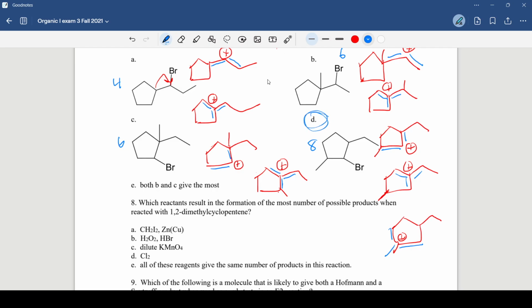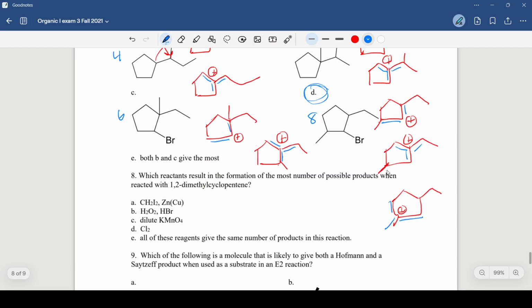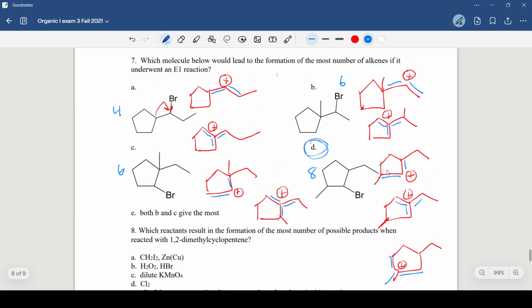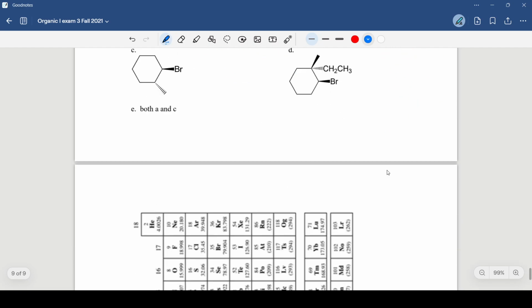Yeah, you did it the correct way. You did it the long way around. I think I just stared at it. I saw 3 carbocation intermediates. I said, that one's probably going to have more. And I moved on with my life. Yeah, this one takes a long time.